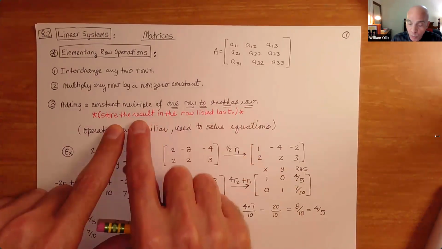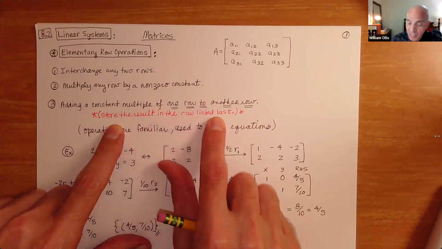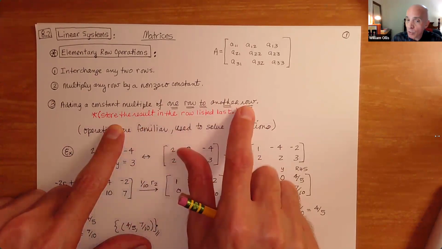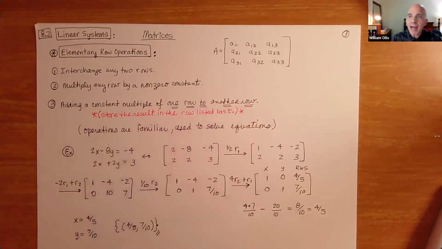And what we do is we store the result in the row that's listed last, which is the second row here. So the idea is that we do not change any of the arithmetic that we've done before. There is no difference in the theory. We simply apply those operations to the rows of a matrix, which represent the equations.